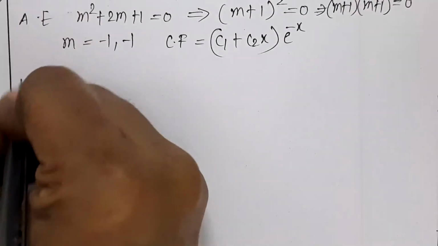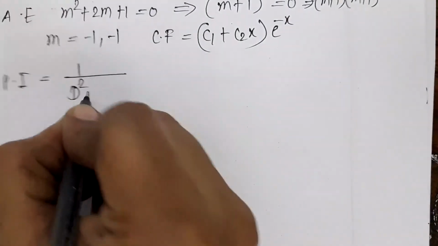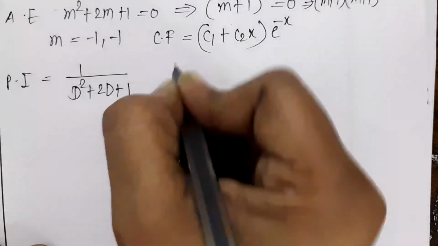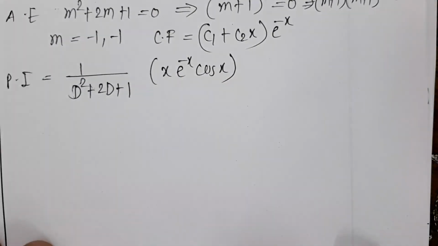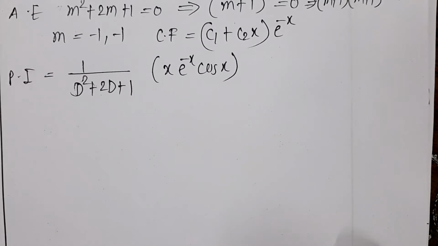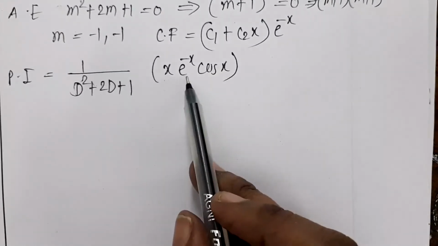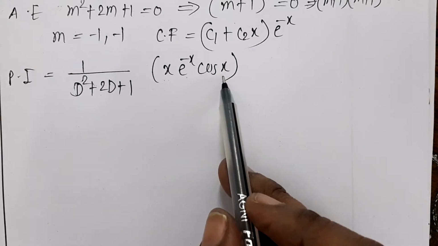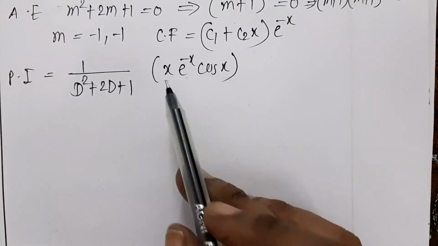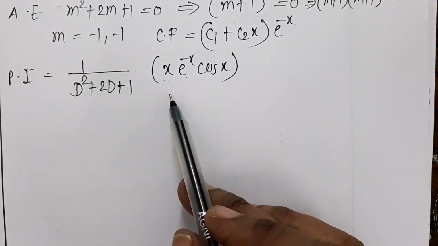Next, PI. To find out PI, it is 1 upon (D square plus 2D plus 1) multiplied by x e to the power minus x into cos x. Now the question is, we only have cases up to multiplication of two functions. Here we have three functions: x, e to the power minus x, and cos x. X into v, we have one multiplication case, another is e to the power ax into v. So we have to convert these three terms into two terms first.